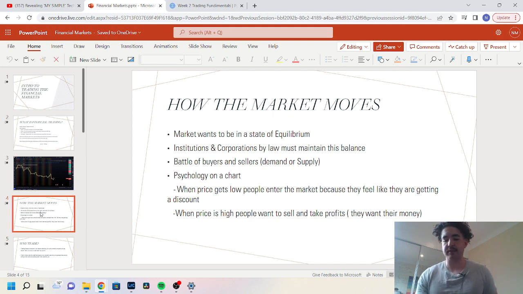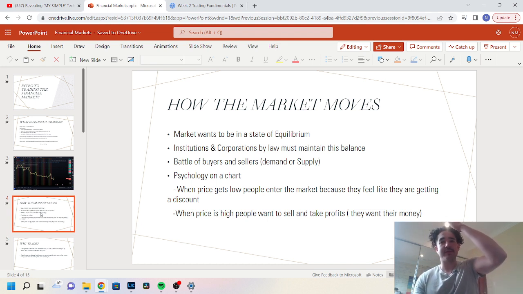All the money is already within circulation. So essentially, we are competing against other people to take their money. So we want to be better than everyone else. It's a battle of buyers and sellers.